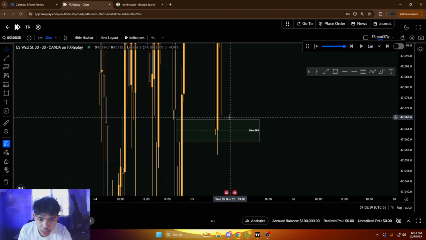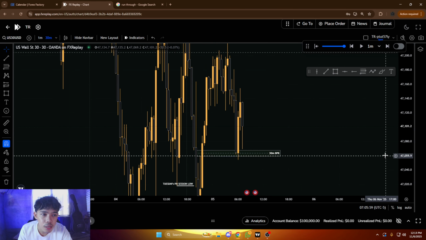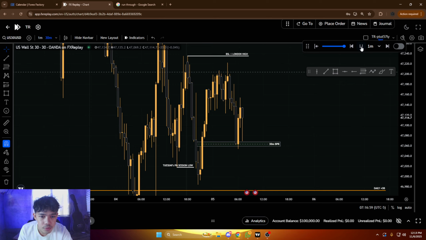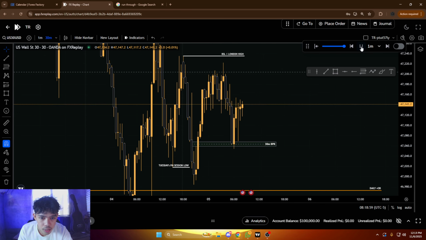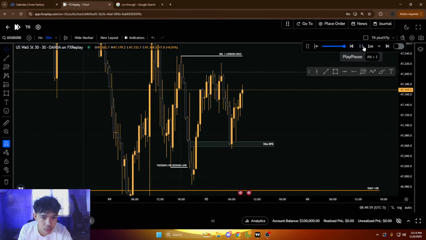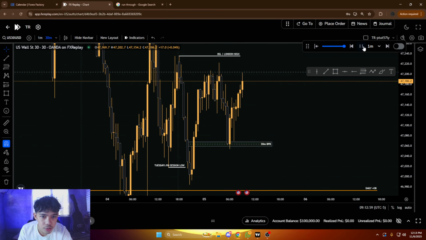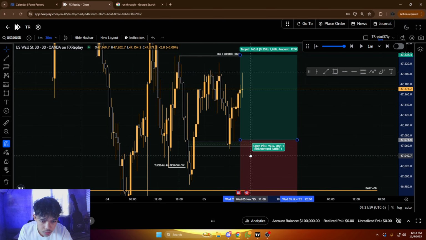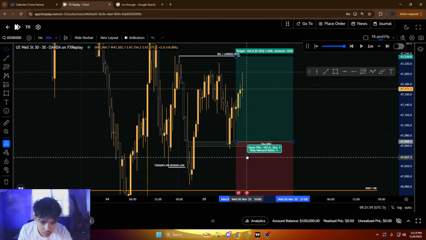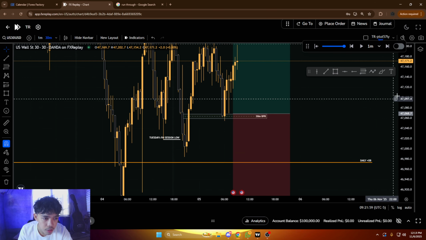So, actually, nag-buy limit ako dito. May buy limit ako dyan. But then, hindi siya na-touch. Tumaas lang siya, and then nag-chop. Chop siya dito. And then, I waited for 9:30 open. I have my buy limit right here. So, may buy limit ako right here. Sa BPR.